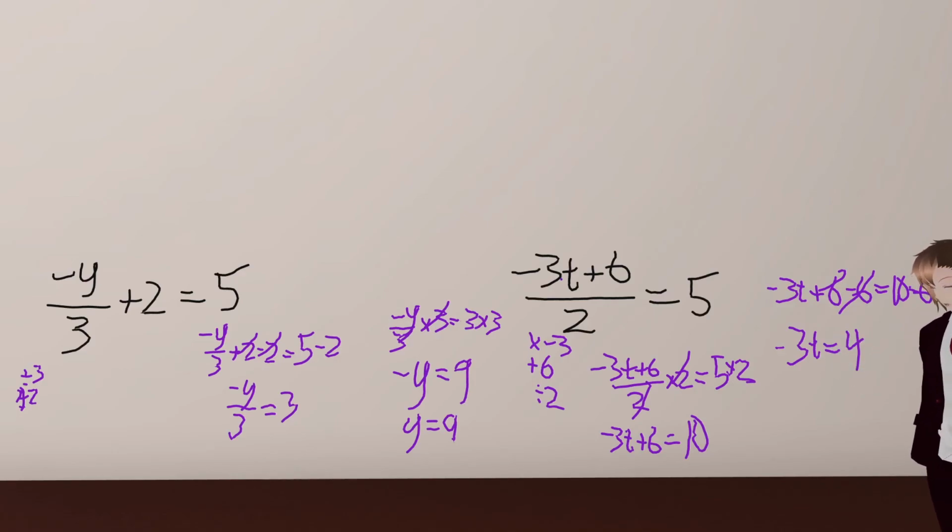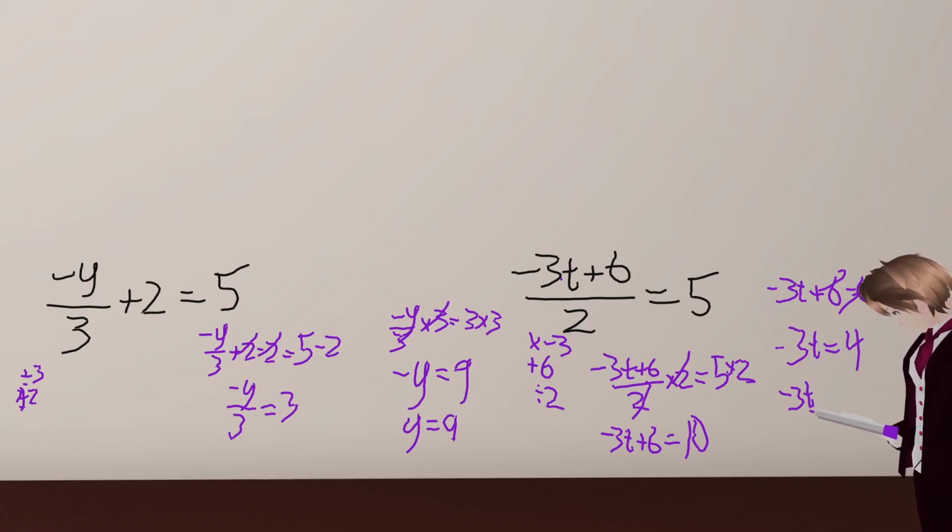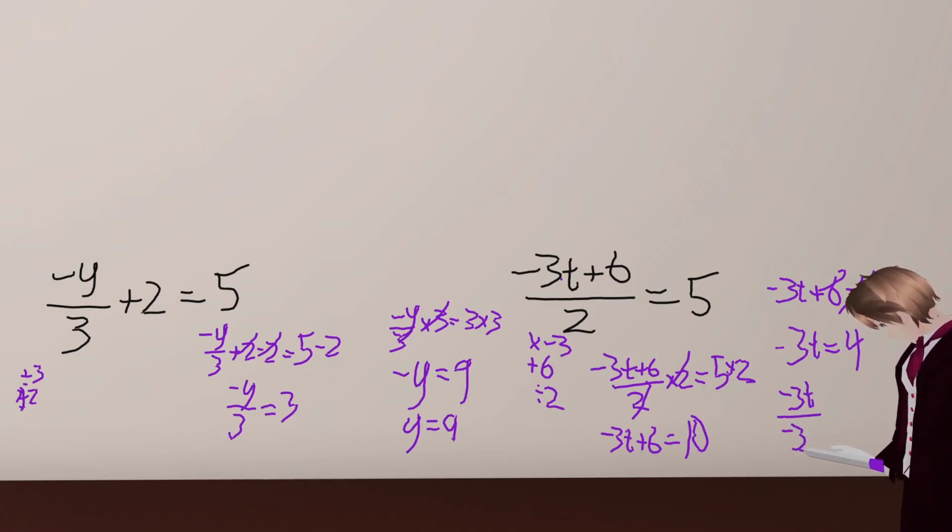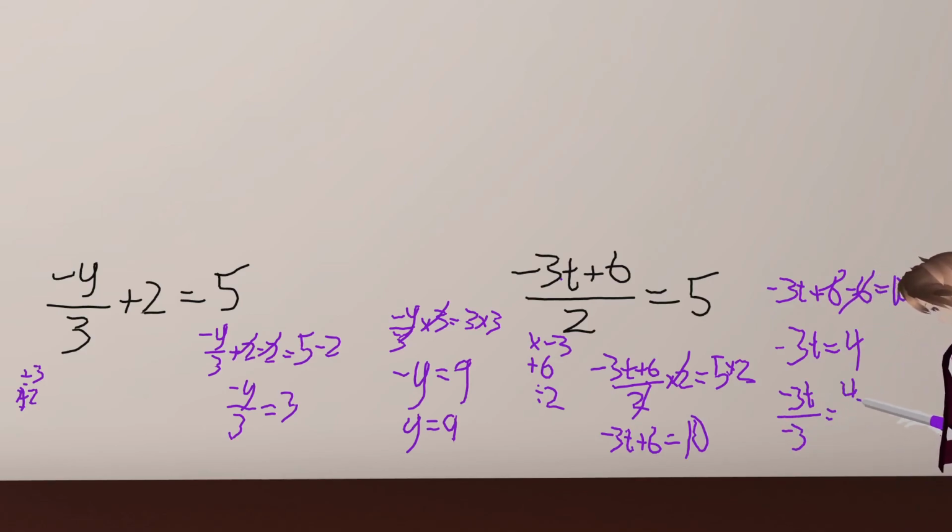So now we're down to our last step. The first step we did was we times by negative 3. So now we are going to divide by negative 3. And then we have 4. We're going to divide by negative 3. So these 3's are going to cancel. And we are just left with t equals negative 4 over 3. I can put my negative on the top.